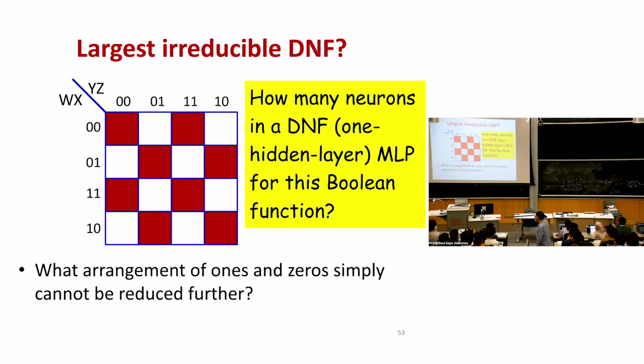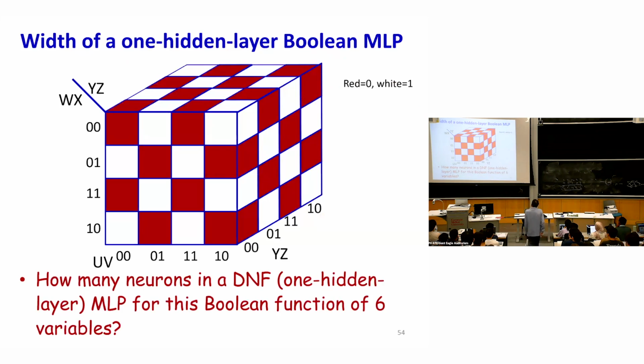If I had the 3-dimensional version of it, this has 64 possible combinations of 6 variables, but I can have the same alternating pattern. How many neurons would the hidden layer have over here if I had just one hidden layer? 32, right? So can one generalize over here for the worst case?